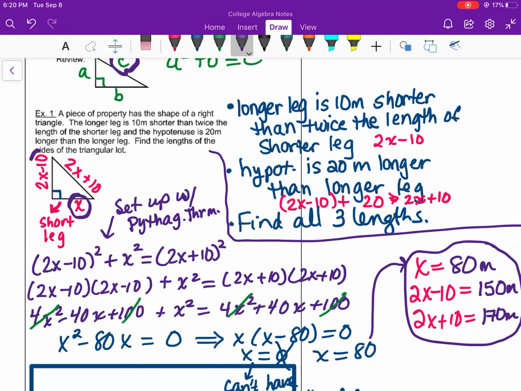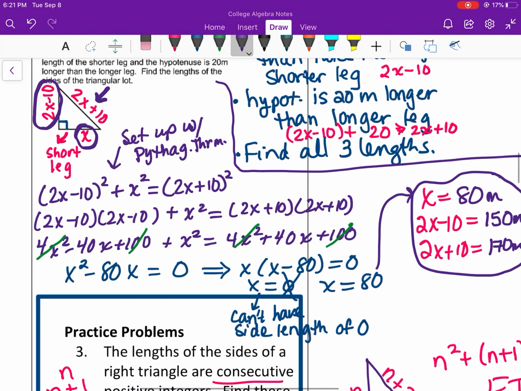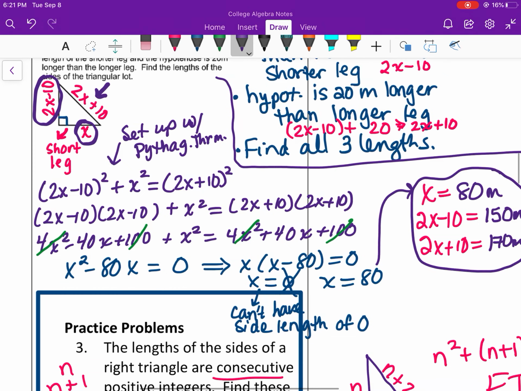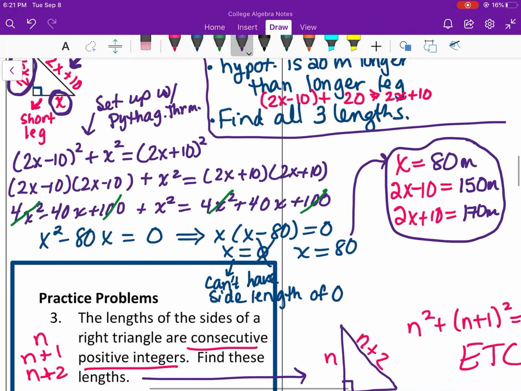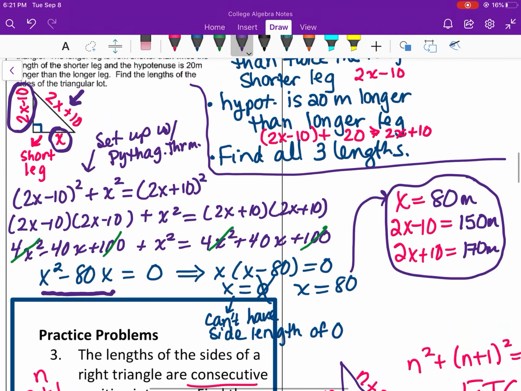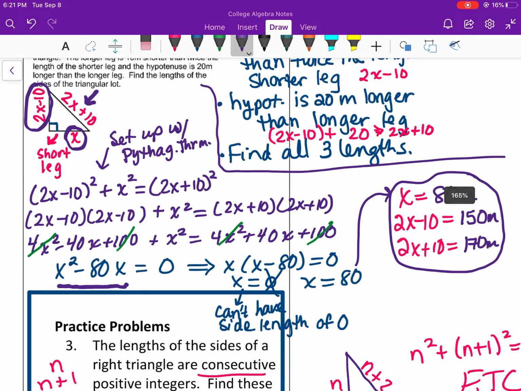And we put that right here. And then we know the hypotenuse is 20 meters longer than this long leg. So we added 20 to it, and we got 2x plus 10, and that's what's right here. Then we set up the Pythagorean theorem. A squared plus b squared equals c squared. And we FOILed and we collected like terms and everything, and we got it down to this blue statement, and we factored it. It didn't make sense to get 0 for an answer, so 80 is it. And then we plugged 80 back in and found the other 2 sides.